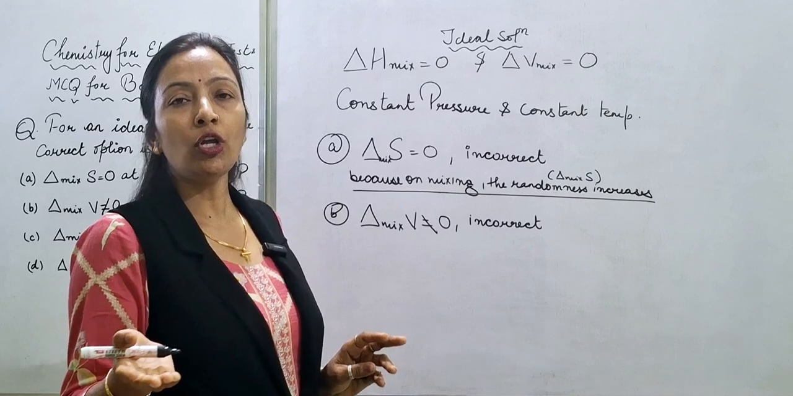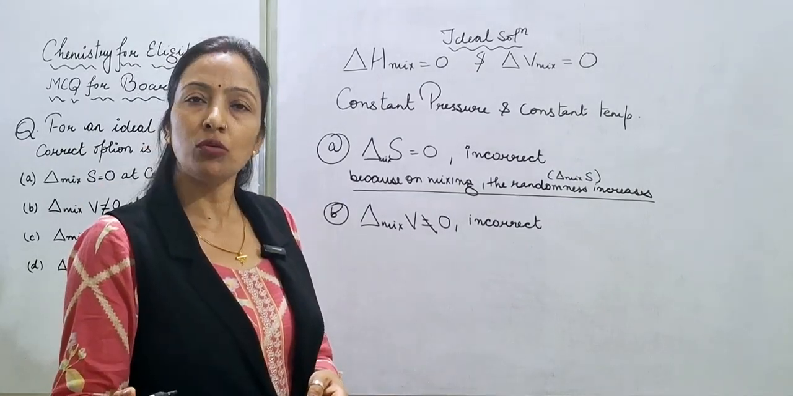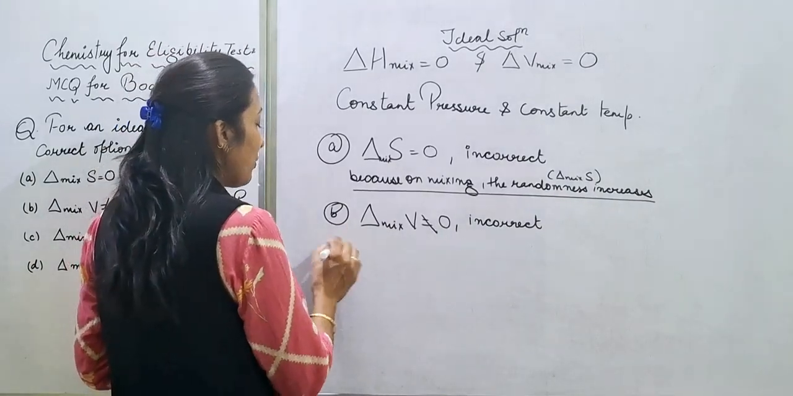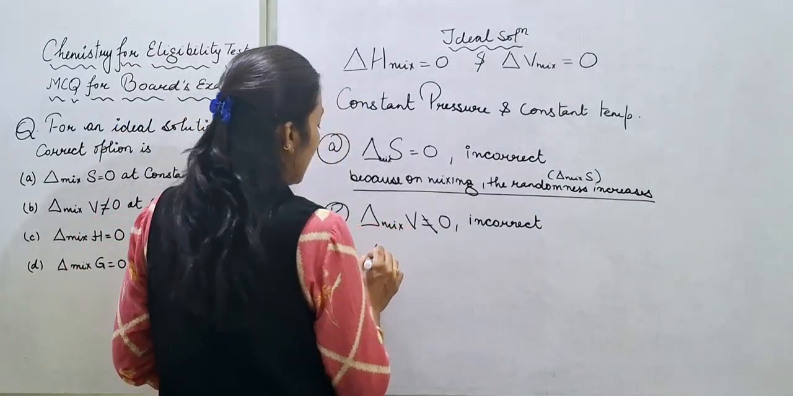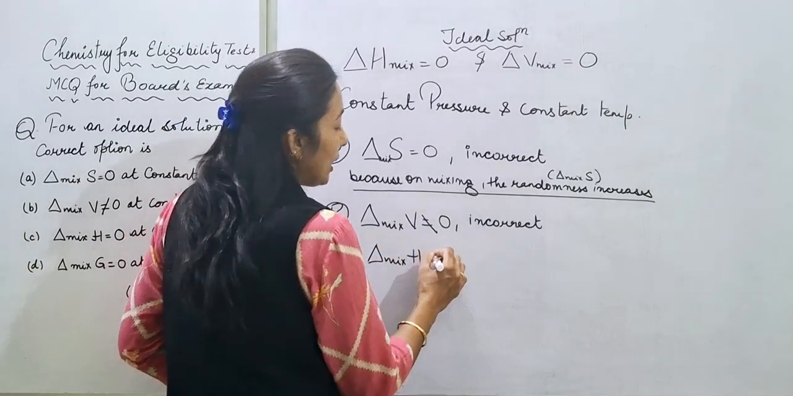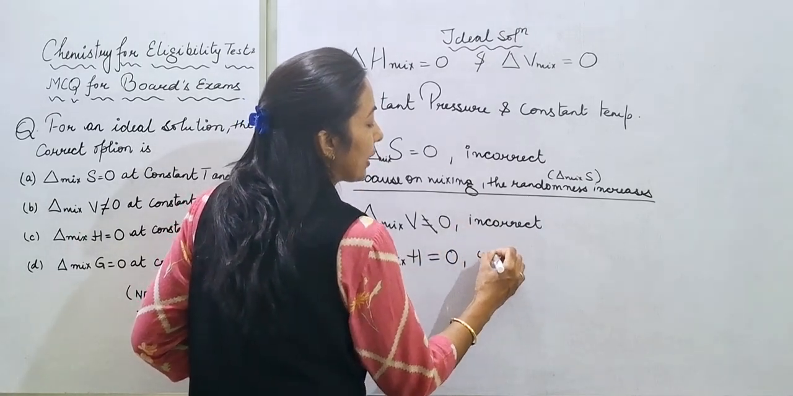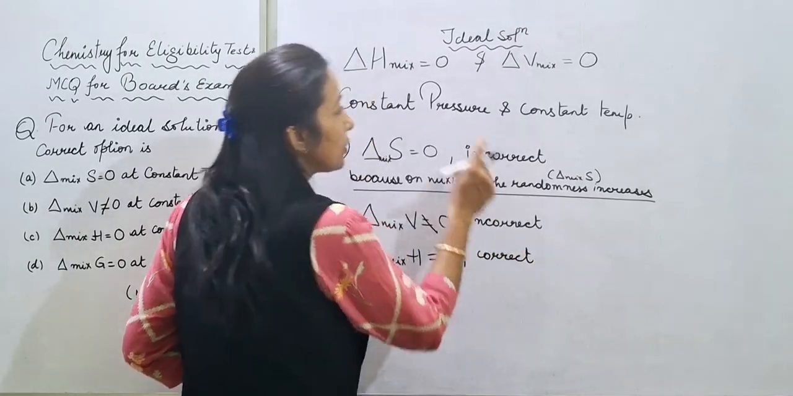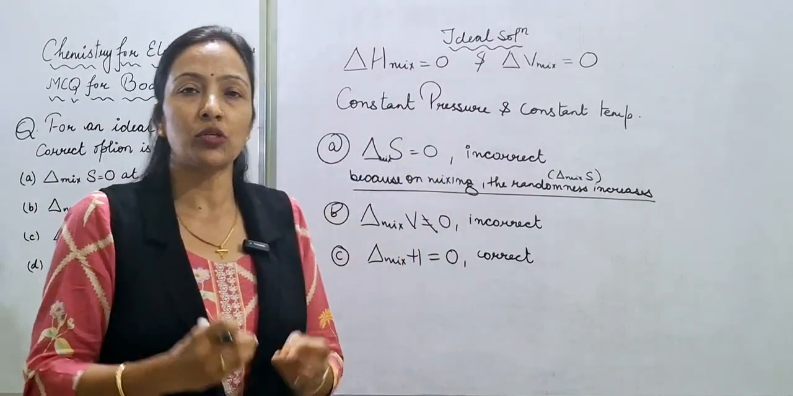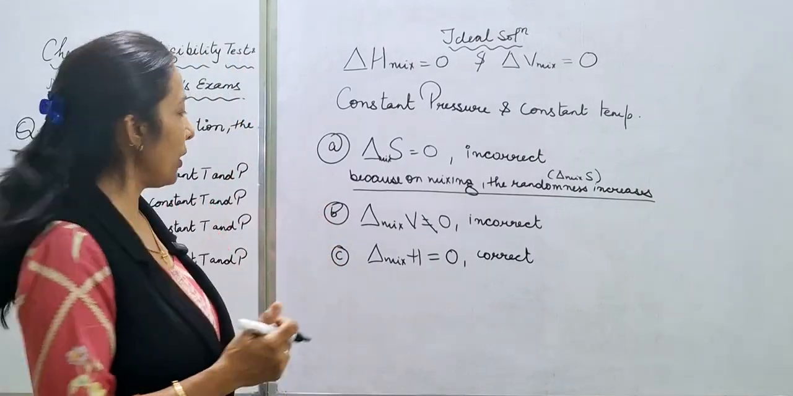No change in the volume on mixing components which form an ideal solution. So this is incorrect. Option C is given to us, that is delta mix enthalpy equal to zero, and so far it is the only correct one because for an ideal solution these two conditions must be there. No absorption and no evolution of heat is there, so this is the correct one.